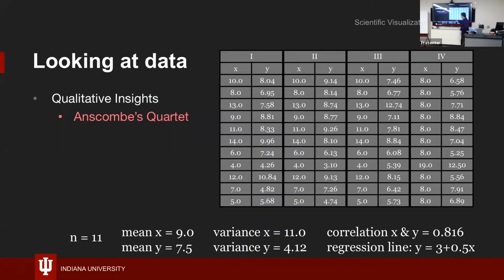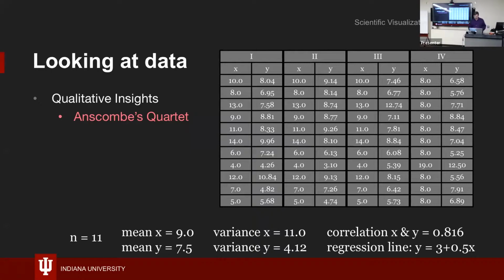But the thing to notice is that for all 4 pairings, there's 11 numbers in it. They all have the same mean for X. They all have the same mean for Y. They all have the same variance in X and Y. They all have the same correlation. And therefore, they all plot to the same line.